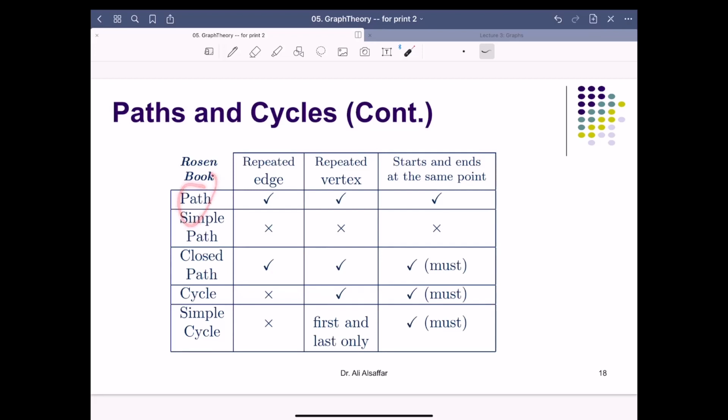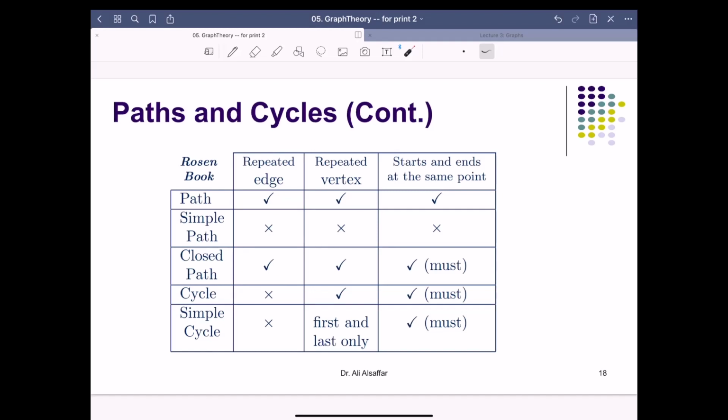Now, for path, it's free speech. You are allowed to have repeated edges, you are allowed to have repeated vertices, and you are also allowed to start and come back to the same point. Now, for simple path, the definition says that you are not allowed to have repeated vertices. And in any path, if you are not allowed to have repeated vertices, automatically the edges will not be repeated. But the reverse is not correct.